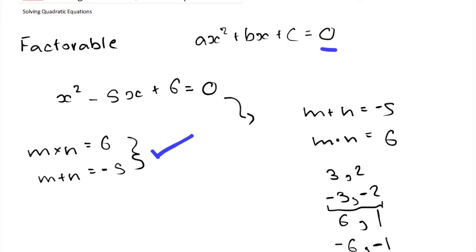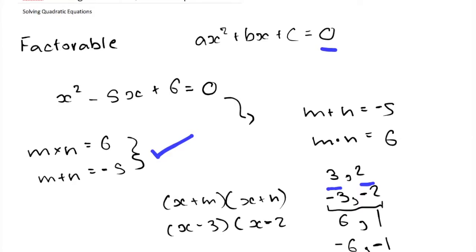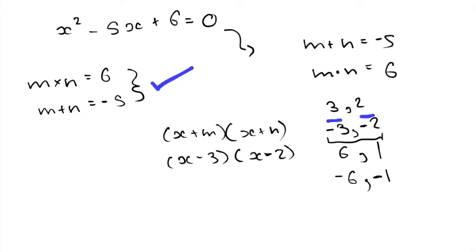And if we use these as m and n, you should know that the general factored form when you're using a simple trinomial is x plus m factored x plus n. And since we know m in this case is -3 and n in this case is -2, we can simply write it as x minus 3 and x minus 2. Now that we have factored the simple trinomial, let's move on to solving it. As of right now, we have x minus 3 factored x minus 2 is equal to 0.